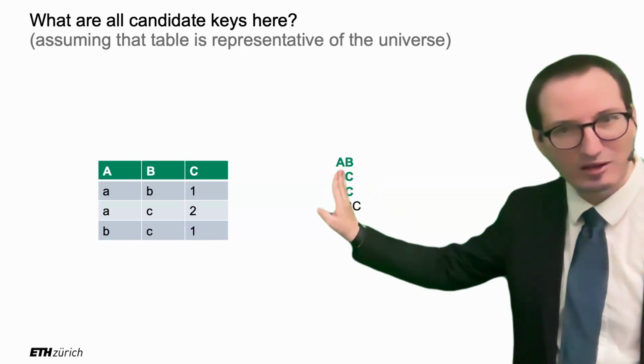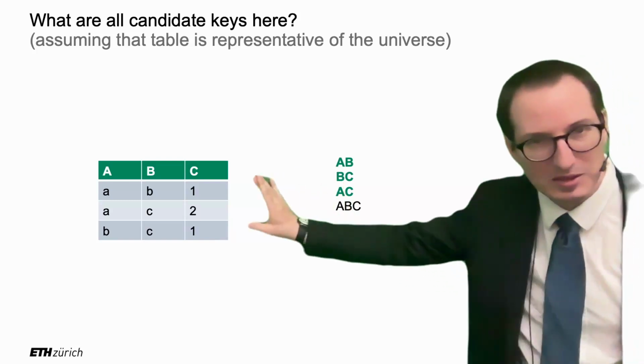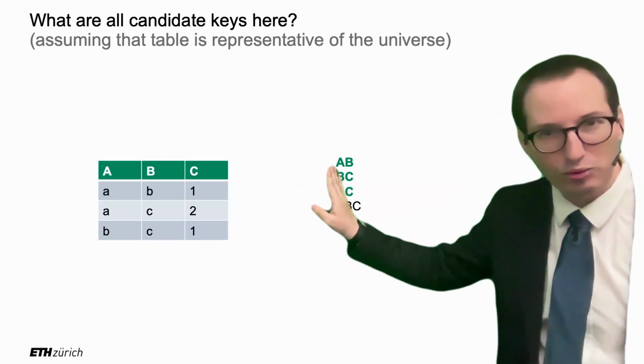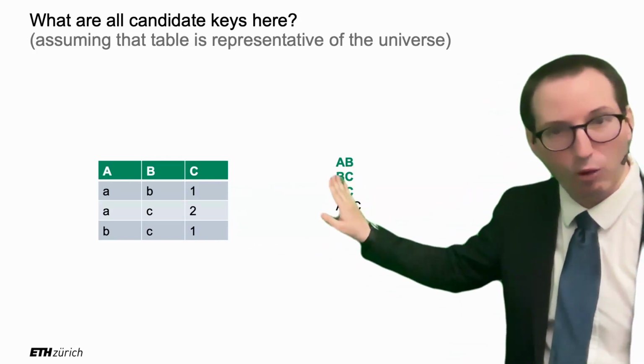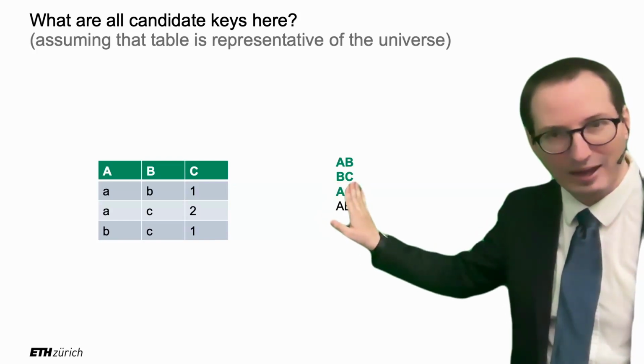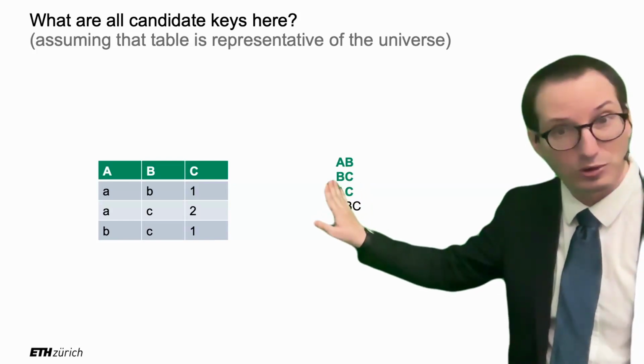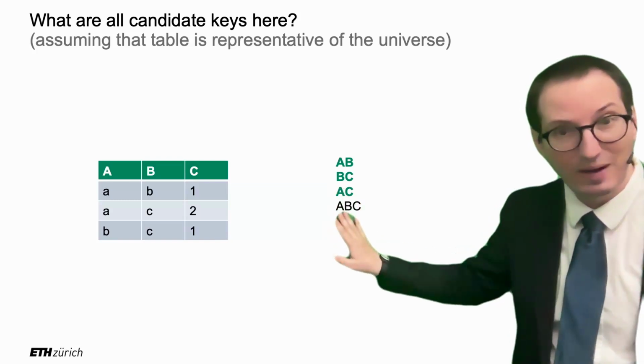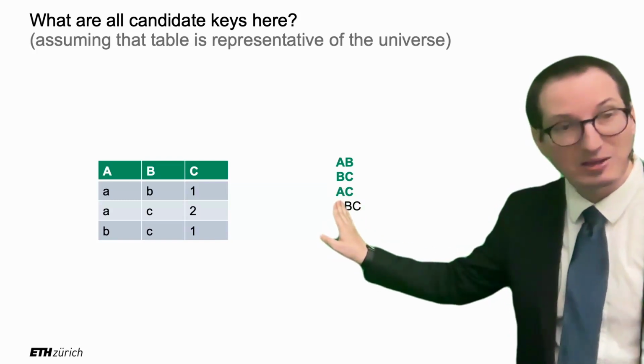I can do the same here. If I remove B and look at only C, C is not a super key. So I cannot remove B, I cannot remove C, they're all necessary. So BC is a candidate key. Same here, I can remove A, I can remove C, but then it's no longer a super key. So they're both necessary.